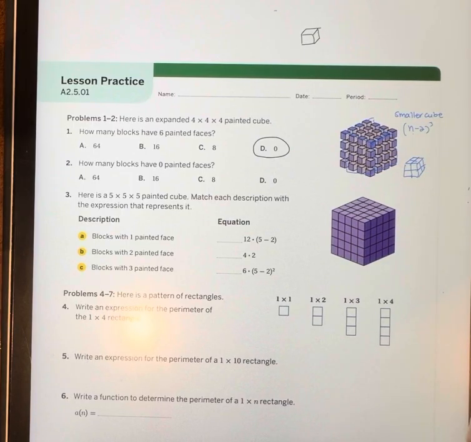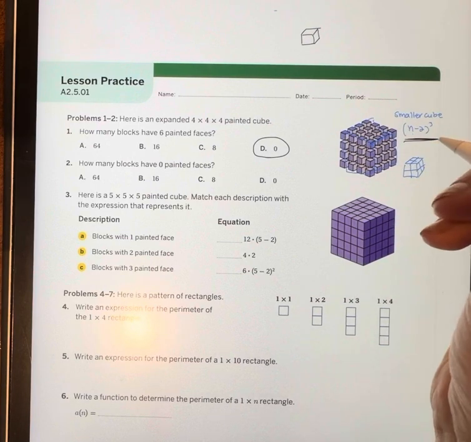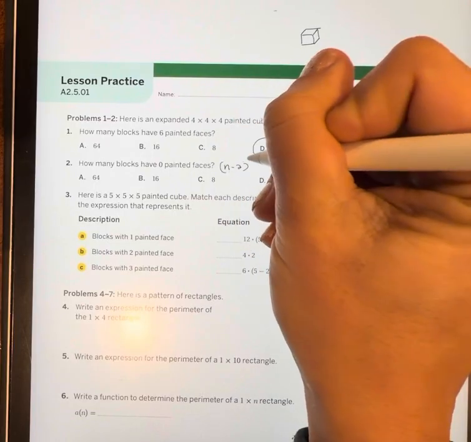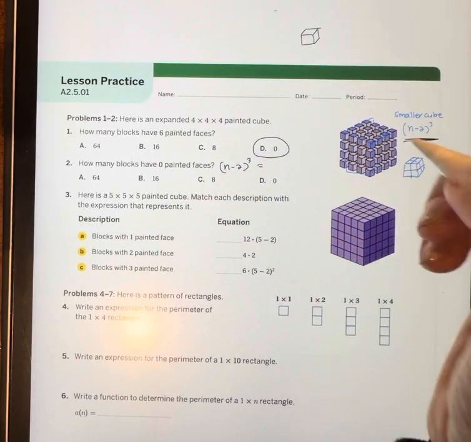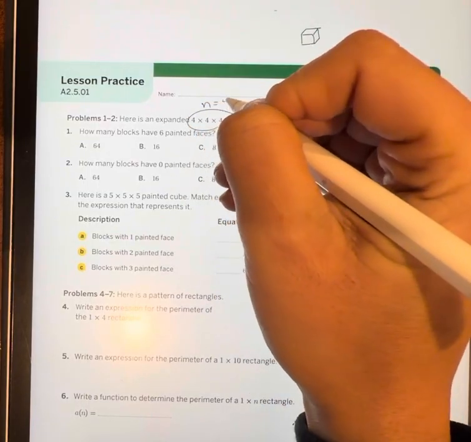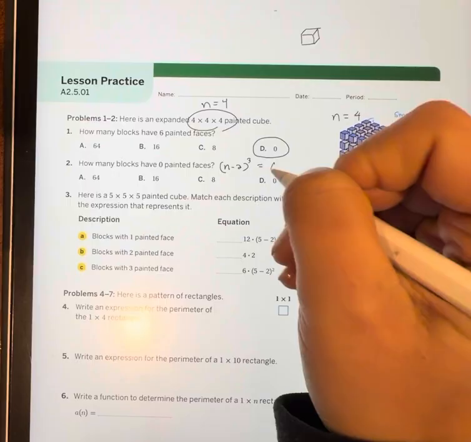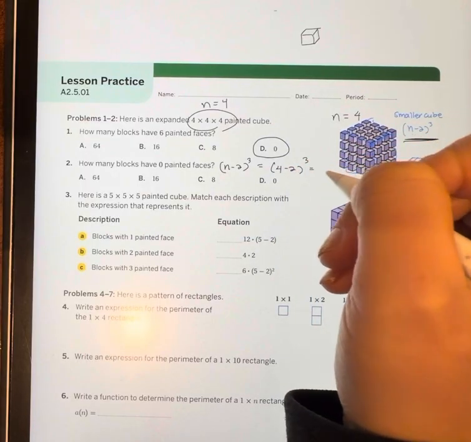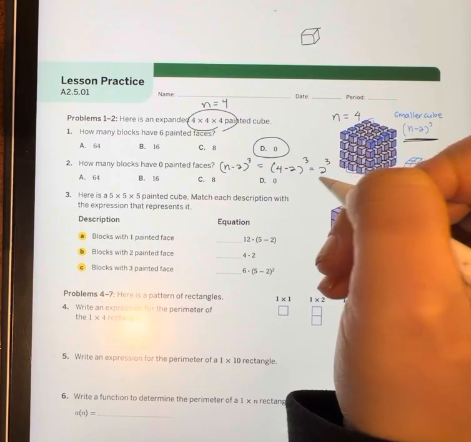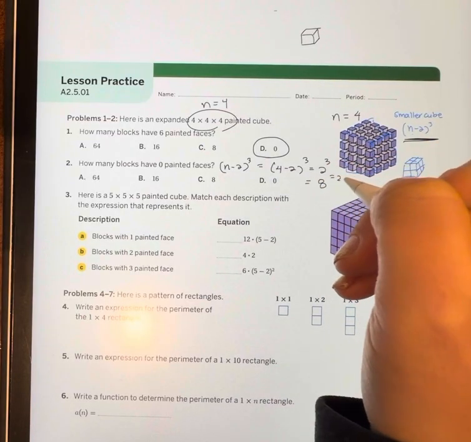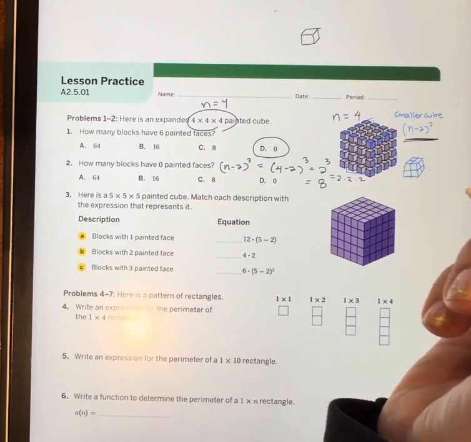How many blocks have 0 painted faces? Okay, that one we can do. That's this one that we just found, n minus 2 cubed. In this case, where n equals 4, because it's a 4 by 4 by 4, this is 4 minus 2 cubed, which is 4 minus 2 is 2 cubed, which is 8, because 2 cubed is 2 times 2 times 2.